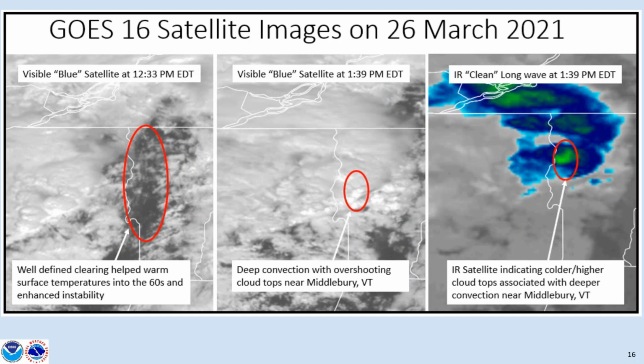So in summary, on some of the satellite data from the GOES products, well-defined clearing helped to warm the surface temperatures. The boundary layer temperatures did get into the 60s, and that was able to enhance instability, especially with the steep lapse rates present in the mid-levels. By 1:39 p.m., about an hour after the first image, the middle image shows the deep convection with the overshooting tops near Middlebury, and the IR satellite, of course, showing the cloud top cooling, which is a good indication of the strengthening convection as well.